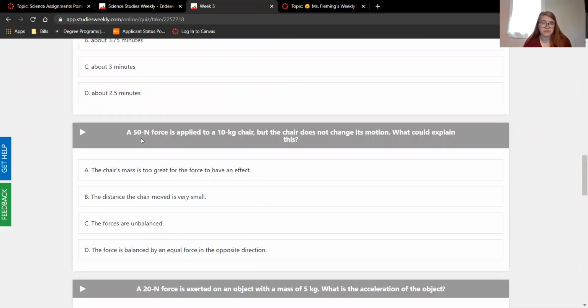Next, a 50 N force is applied to a 10 kilogram chair, but the chair does not change its motion. What could explain this? A, the chair's mass is too great for the force to have an effect. B, the distance the chair moved is very small. C, the forces are unbalanced. Or D, the force is balanced by an equal force in the opposite direction.